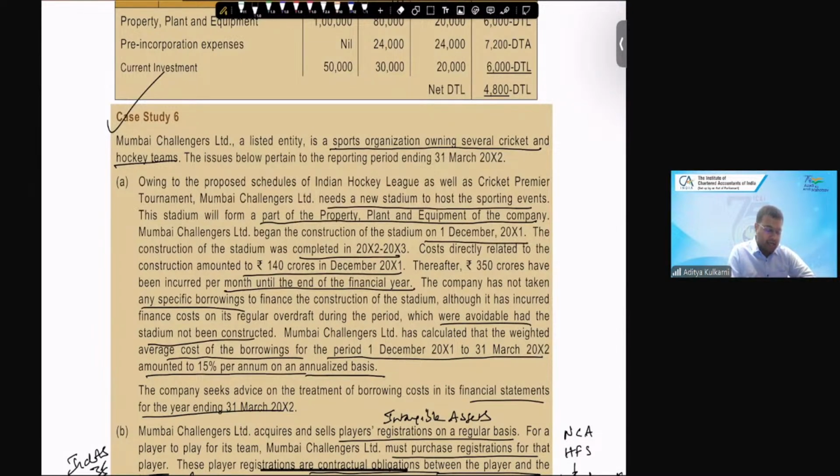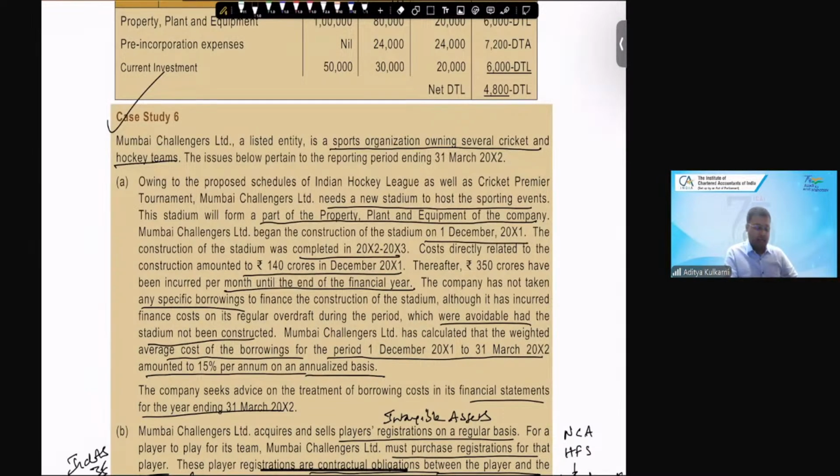Mumbai Challengers began the construction of the stadium on 1st December 20x1. The construction was completed in 20x2-x3. Costs directly related to the construction amounted to 140 crores in December 20x1. Thereafter, 350 crores have been incurred per month until the end of the financial year.